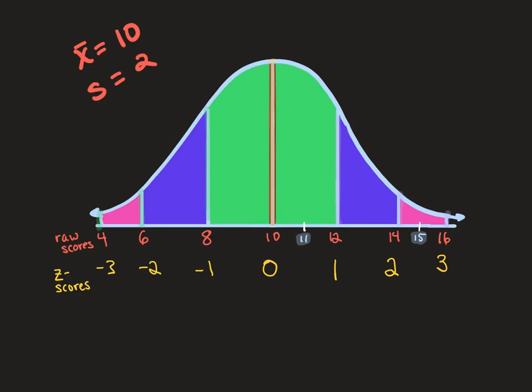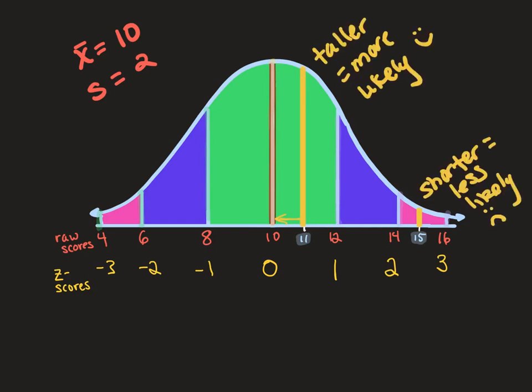The raw score of 11 has a higher probability of being randomly selected than does a raw score of 15. This is because the raw score of 11 is closer to the mean and thus corresponds to a taller part of the graph than does a raw score of 15. Whichever raw score is closest to the mean is the one that is more likely to be randomly selected. That's because as scores become closer to the mean, they are presumed to be more likely to occur.